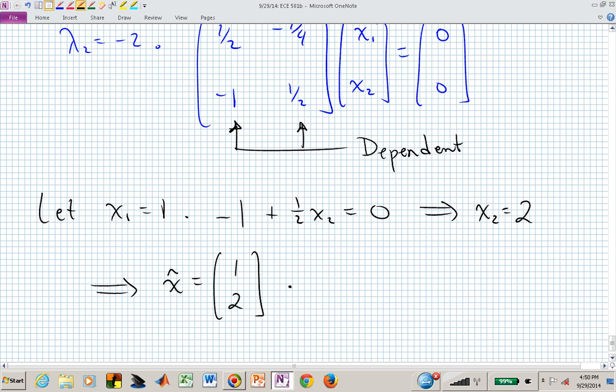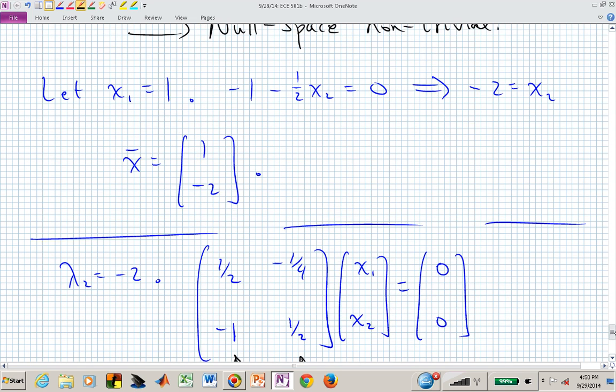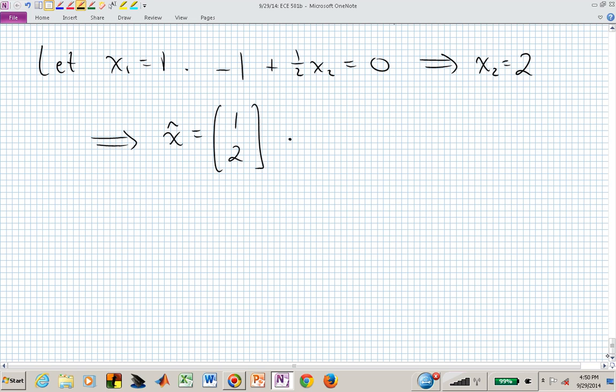This one now is over 1, up 2. And how is it related to our other eigenvector? Over 1, down minus 2. Those are not in the same direction, are they? Those are linearly independent, which is a nice thing. All right, let's look at another example.